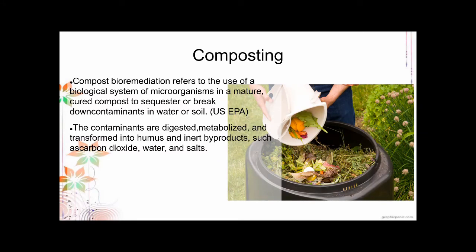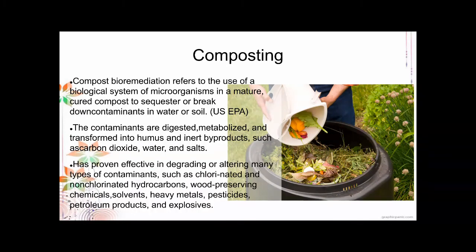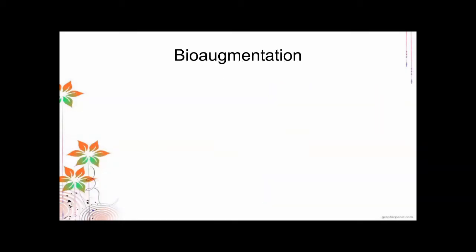Some people also add earthworms, which are very efficient organisms for processing waste. The contaminants are digested, metabolized, and transformed into humus and inert byproducts such as carbon dioxide, water, and salt. The resulting product is a very rich soil for planting. It is proven effective in degrading or altering many types of contaminants such as chlorinated and non-chlorinated hydrocarbons, wood-preserving chemicals, solvents, heavy metals, pesticides, petroleum products, and even explosives.